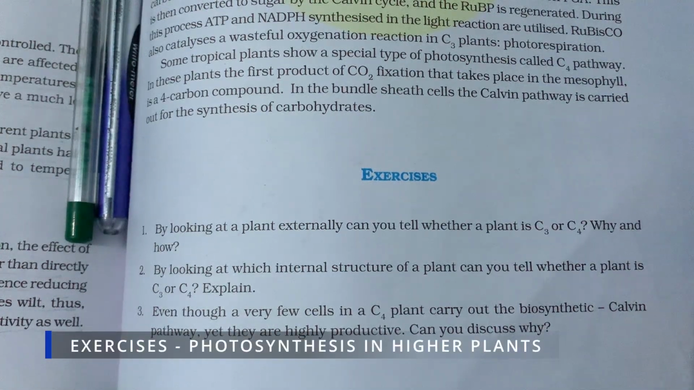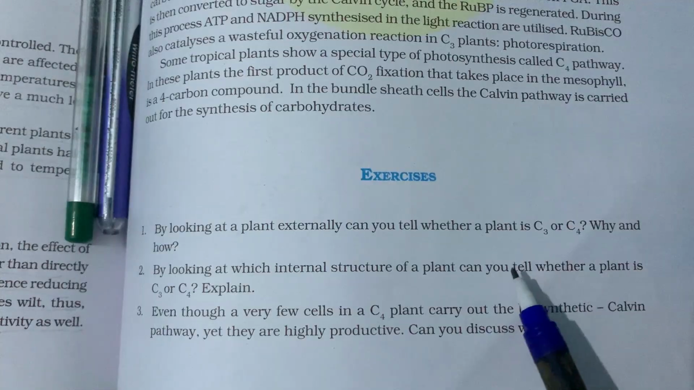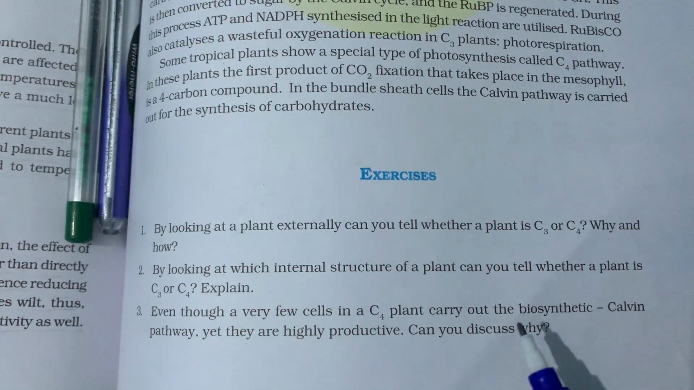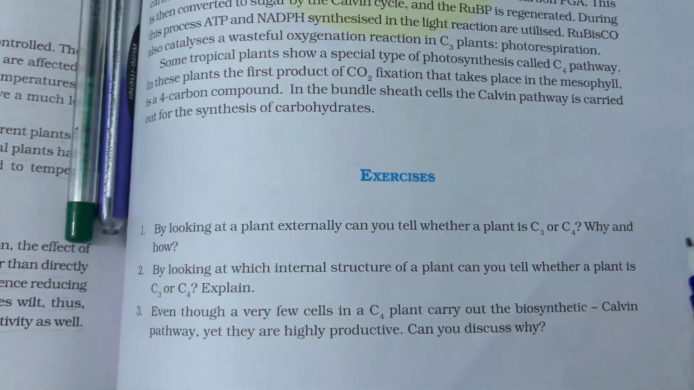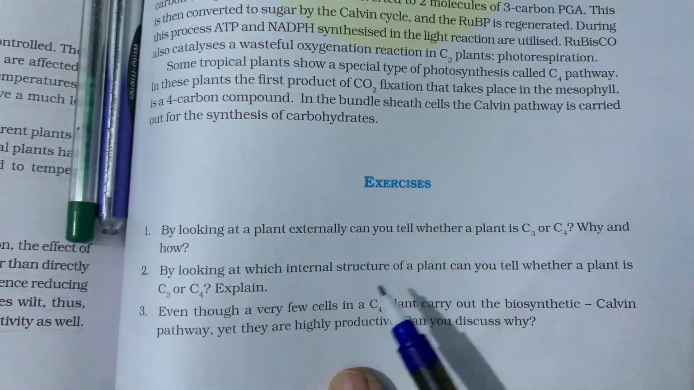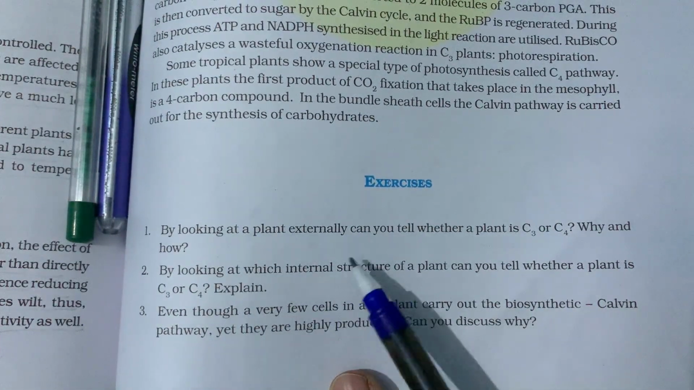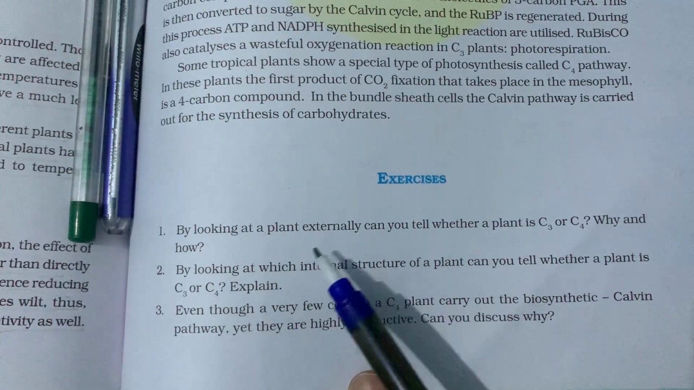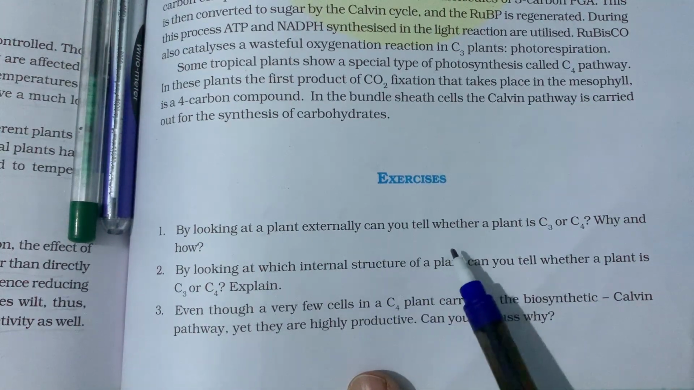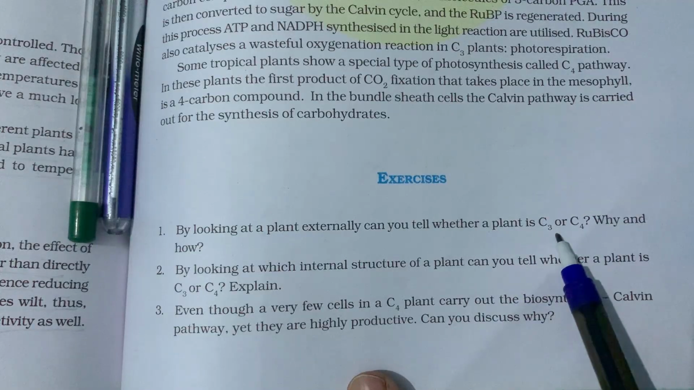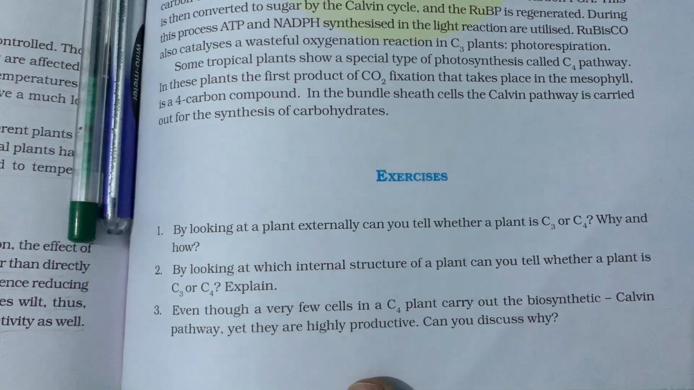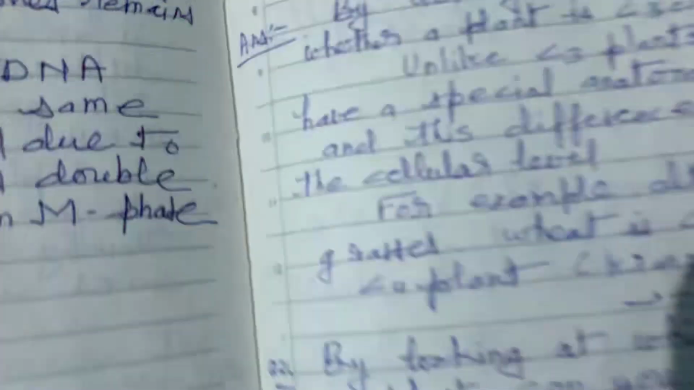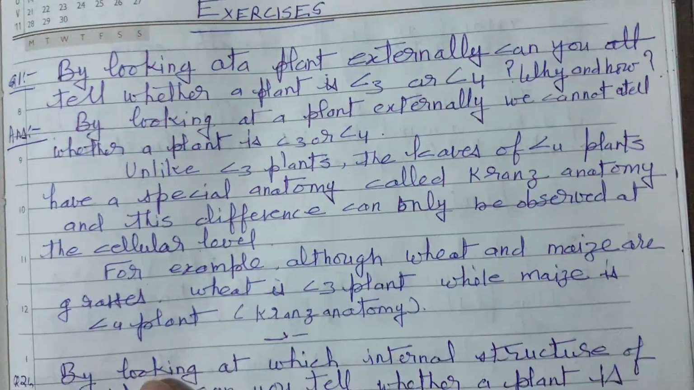Today I am discussing the exercise of Chapter 11, Photosynthesis in Higher Plants, from the NCERT book, as you can see over here. See the first question: by looking at a plant externally, can you tell whether a plant is C3 or C4? Why and how? The correct answer is here.